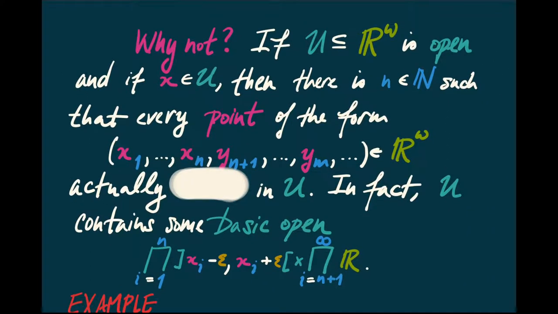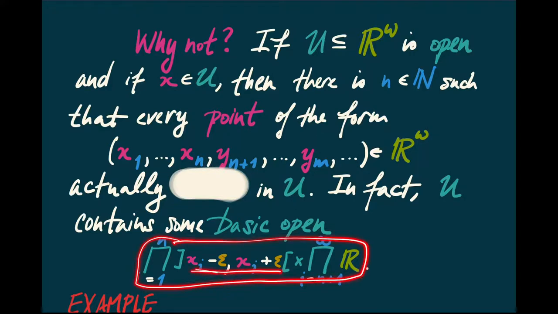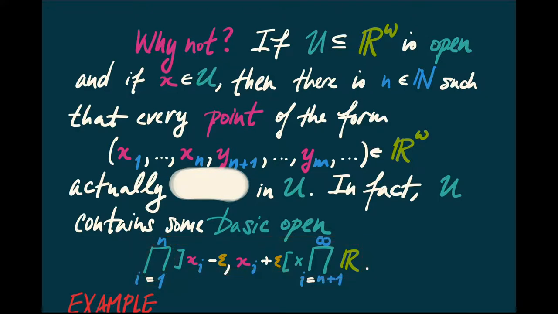Well, it goes back to this subbase that we wrote down for our topology. If U is an open inside R omega, and if x is a point of U, then U has to contain some basic open, which looks like this. It's the product of some epsilon neighborhoods around each xi, but for only finitely many of my indices. Past that finite number, I have just copies of R.